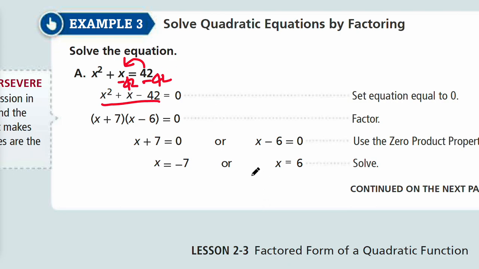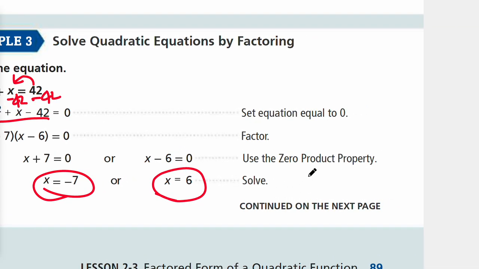Then, using the zero product property, x plus 7 could be 0, or x minus 6 could be 0, in order to multiply to 0. So we want to figure out when x plus 7 is 0 or when x minus 6 is 0. So x could be negative 7 or positive 6. These are our zeros. So using factors, we can easily figure out zeros. This is the algebra way. Let's look at part B.